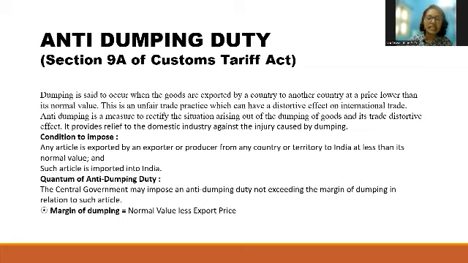So that is why anti-dumping duty is charged, and the margin of dumping is the difference between the normal value and the export price. And the dumping duty charged should not exceed this margin of dumping. So it is to just bring the value of that particular product to the normal export price rather than the price at which it is being imported. That is why anti-dumping duty is charged.